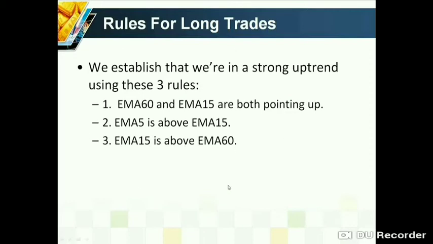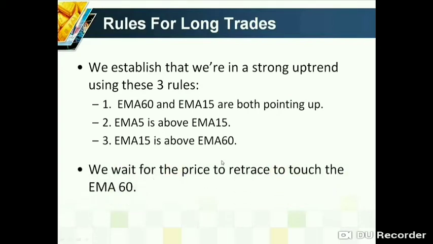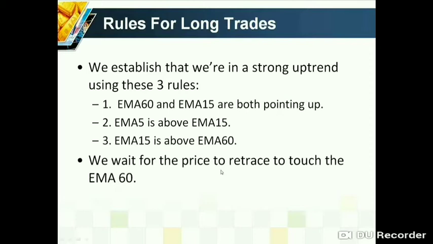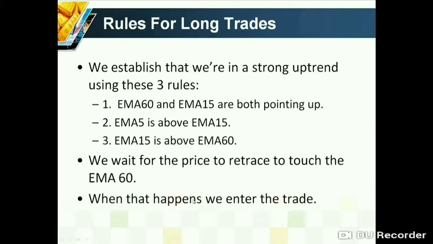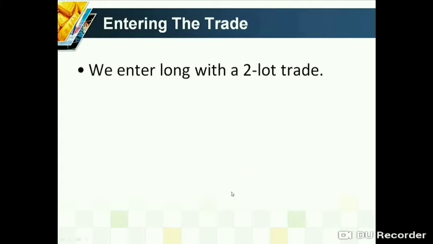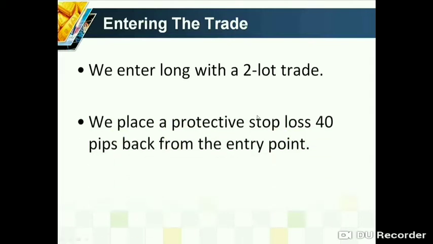Once those 3 criteria are met, we determine that we're in a strong uptrend, and at that point, we wait for the price to retrace to touch the EMA 60, and when that happens, we enter the trade. We enter with a 2-lot trade, or multiples of 2. We'll talk about the multiples of 2 in video 5. And we place a protective stop loss 40 pips back from the entry point, just to protect us in case things don't move in our favor.